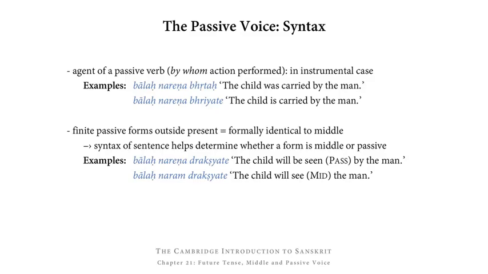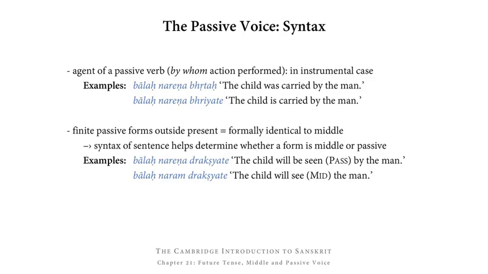So it's actually the syntax of the sentence that helps us determine whether a particular form that we see in a specific sentence is middle or is passive. Now, if you have a passive verb form, you expect to see an agent expressed in the instrumental case, whereas if you have a middle form, which for all intents and purposes functions like an active form, you might expect a direct object of this verb form.